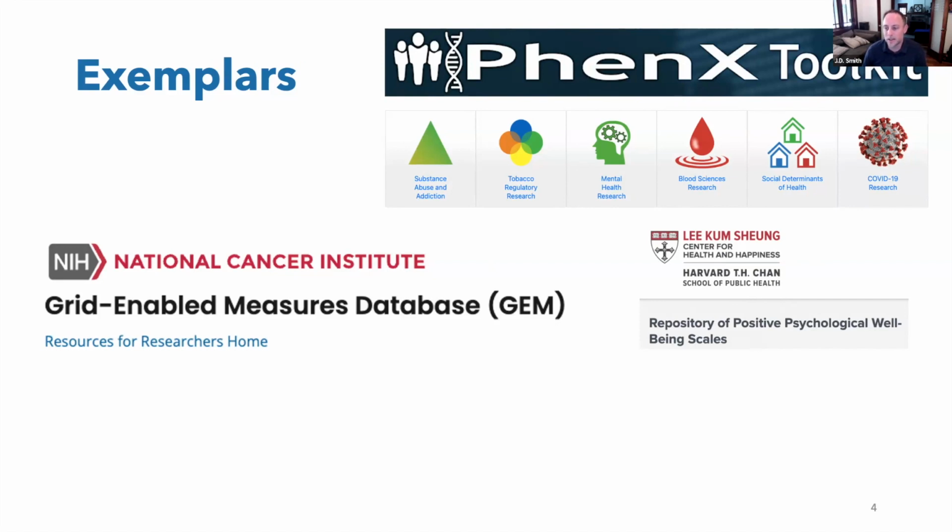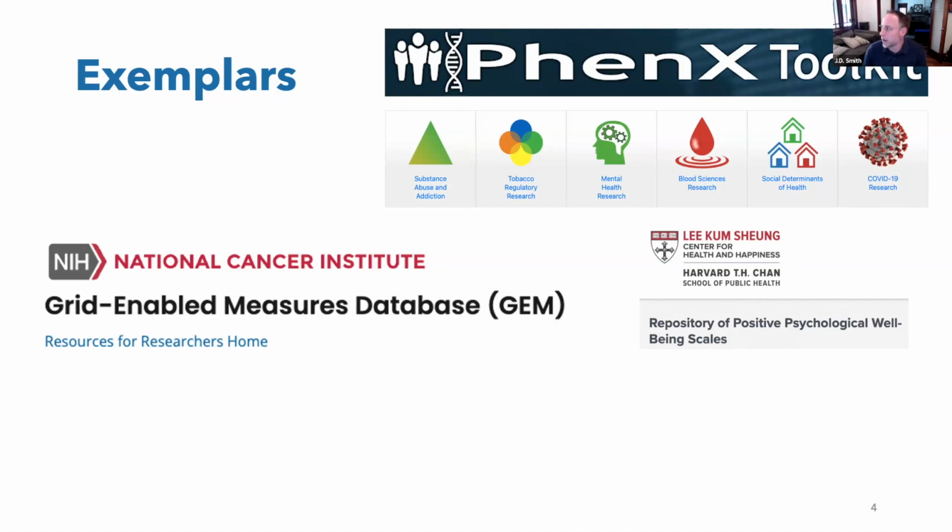So this is actually an example of a place that was a fairly specific area within a larger field of study. Some of these measures may actually be in the mental health research domain of the Phoenix Toolkit, but this is not going to include a lot of those measures since the focus really was on positive psychological well-being.